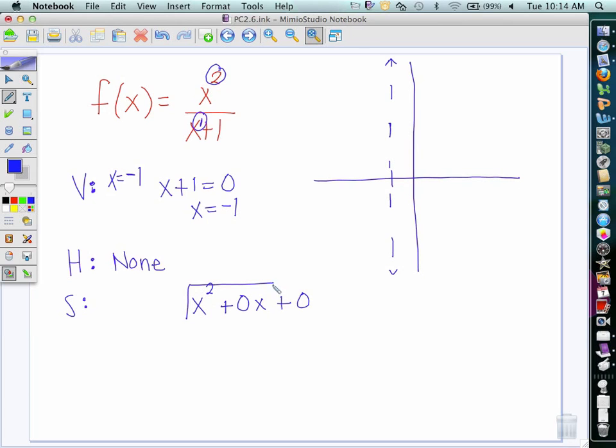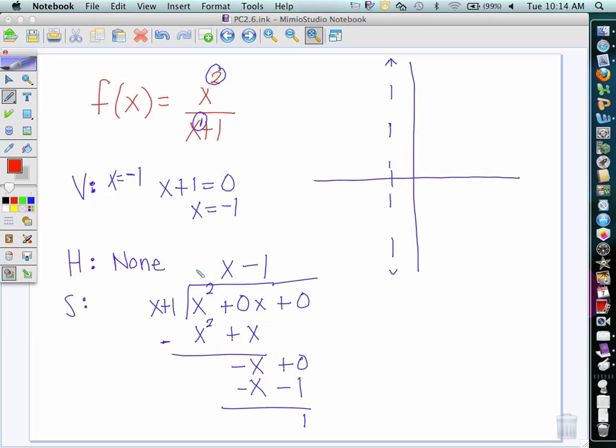Go ahead and insert some placeholders here, 0x plus 0, and on the outside is your divisor of x plus 1. I'm going to divide, and you get x, multiply it down, subtract, you get -x, bring down the 0, and divide one more time. -x divided by x is -1. Multiply down, subtract. The remainder doesn't matter.